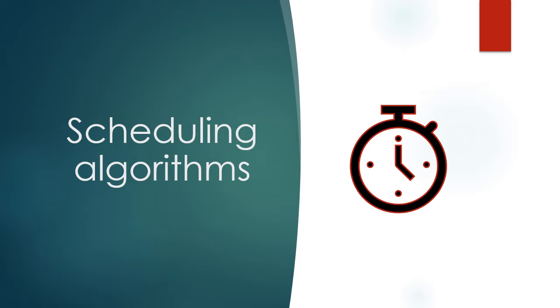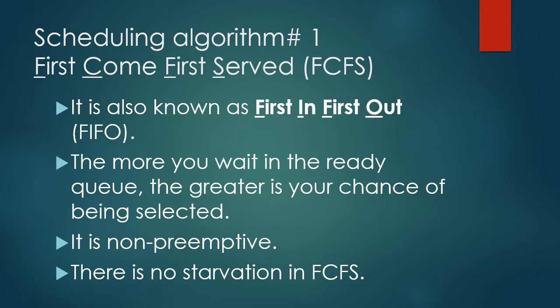Now that we have understood what uniprocessor scheduling is, let us take a look at the different algorithms that exist for uniprocessor scheduling. The first scheduling algorithm that we want to talk about is first come, first served or FCFS. It is also known as first in, first out or FIFO. The first one to come is the first to be selected for execution. The more you wait in the ready queue, the greater is your chance of being selected.